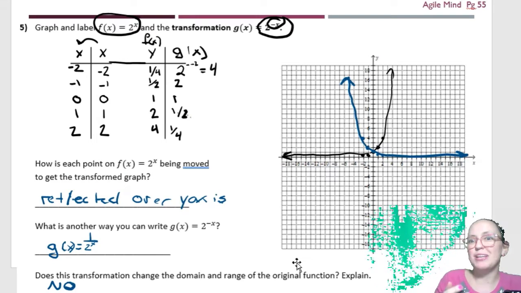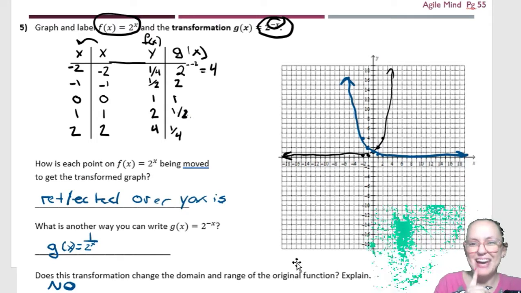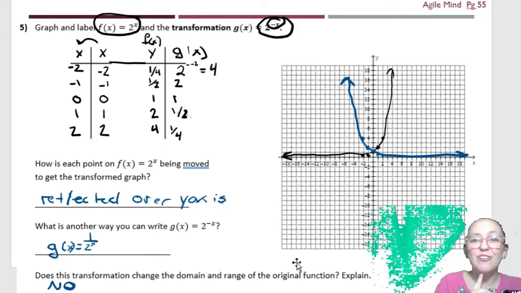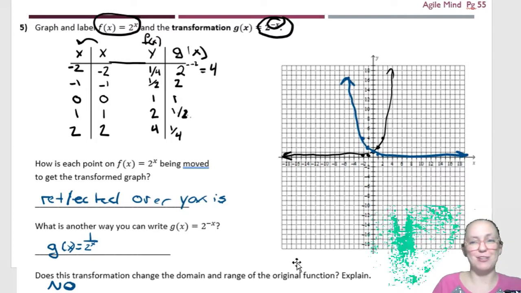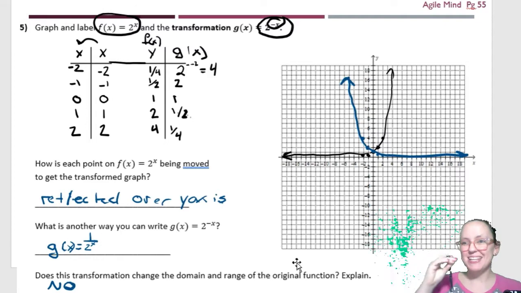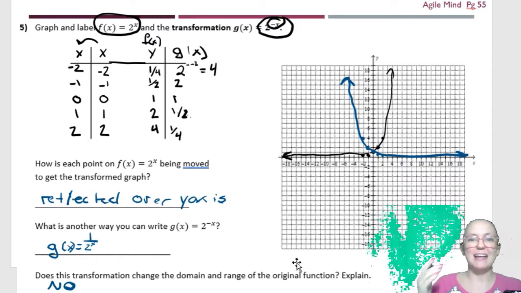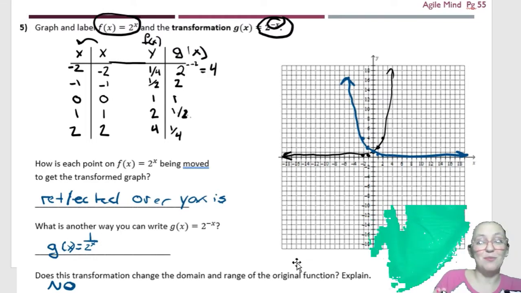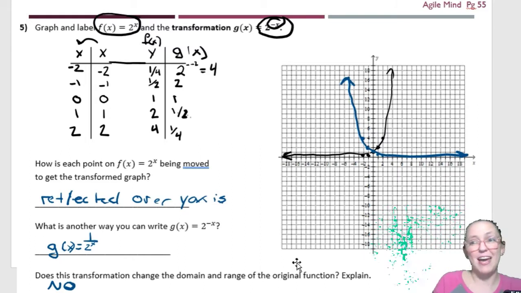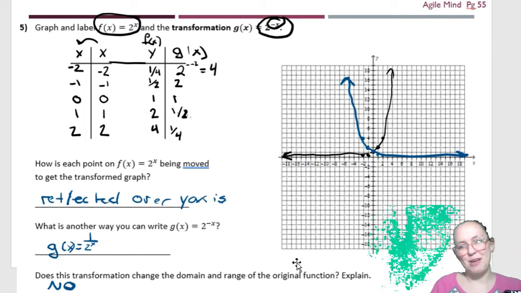What's changed is really, think back to our polynomials when we did that, our end behavior. Our end behavior has changed. As x is getting really big, it's getting closer and closer to 0. As x is getting really small, it's going up to positive infinity and continuing up. So our end behavior has changed here, not the domain or the range.